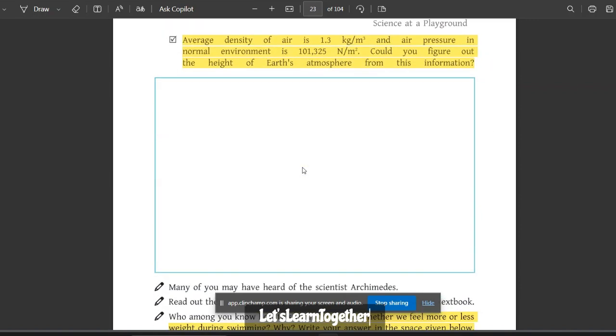তারপরে নেক্সট ক্যালকুলেশনটা হলো: average density of air is 1.3 kg per meter cube, and air pressure in normal environment is 1,01,325 Newton per square meter. Could you figure out the height of Earth's atmosphere from this information?